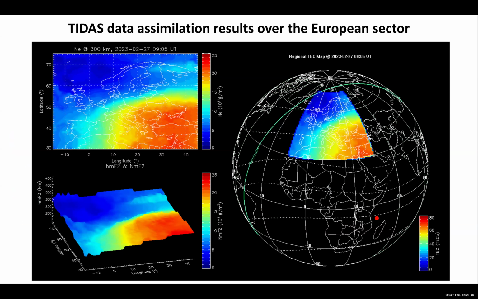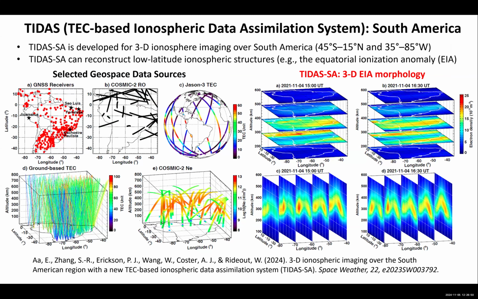Okay, the next version of TIDAS was developed for equatorial and low latitude regions, because in this region we also have very large density gradient structures, in particular the equatorial ionization anomaly. For South America, we also use ground-based GNSS receivers. The red dots show the location of the GNSS receivers. We also use COSMIC-2 because COSMIC-2 provides good coverage over the equatorial and low latitude regions. And this is the JASON-3 TEC above the ocean surface.